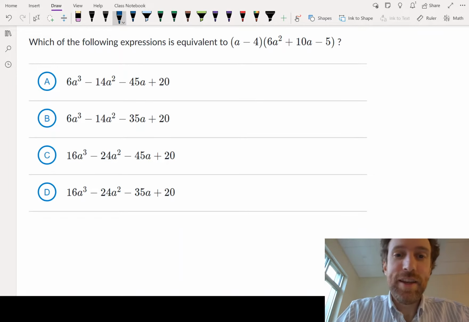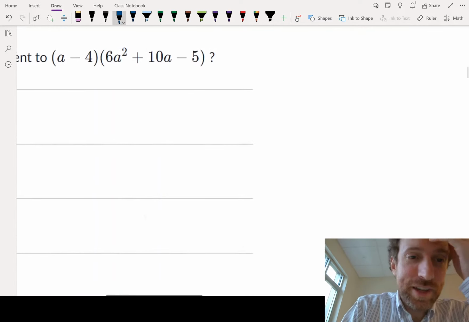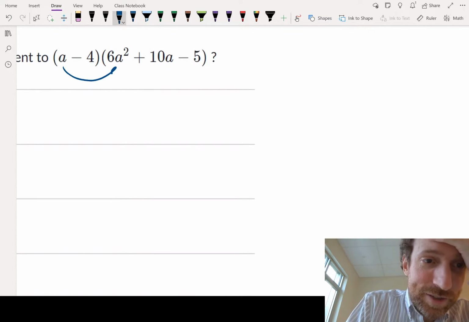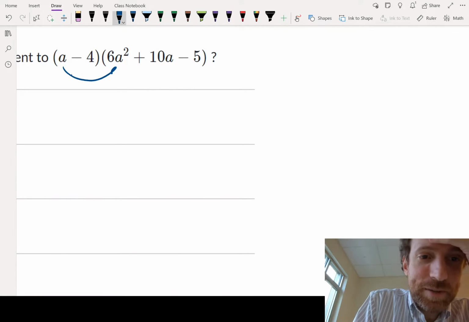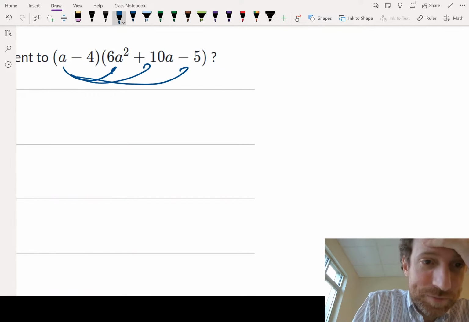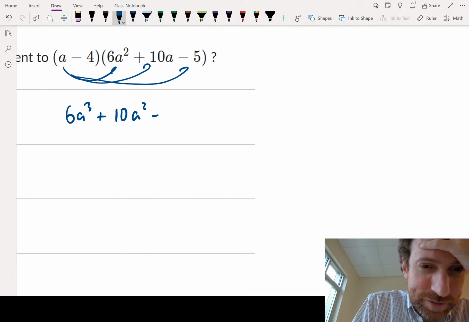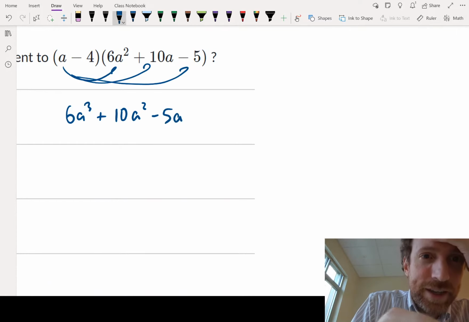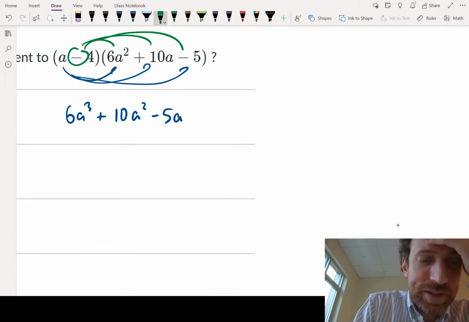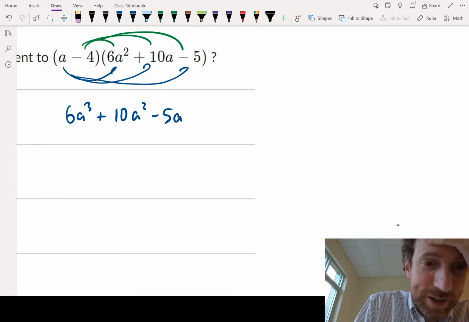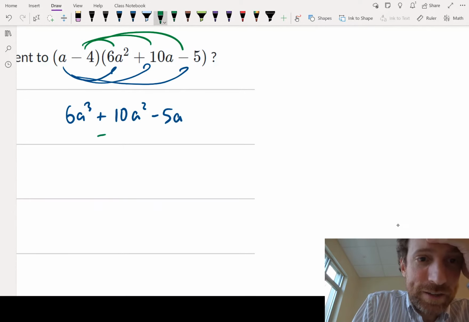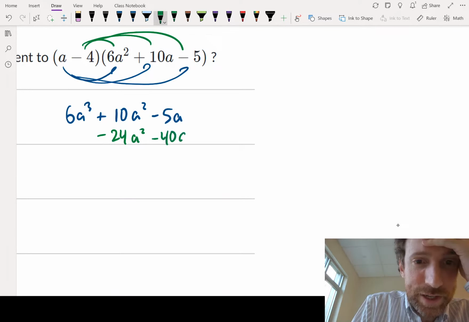Okay. So there are many ways to distribute, and I'll show you how I like to do it. So first of all, I'm going to do a times everything, like that. So 6a cubed plus 10a squared minus 5a. And then I'm going to multiply the negative 4 times everything. Again, you have to be real careful with the minus signs. That's a very common mistake. Negative 24a squared minus 40a plus 20.